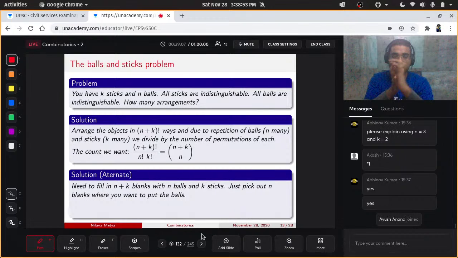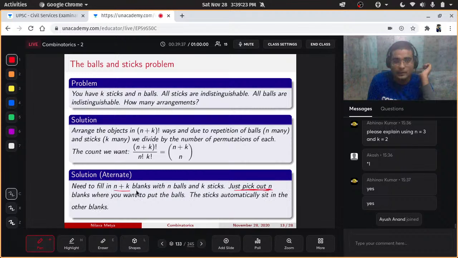So it is just picking out n blanks, from how many? n plus k. So that is simply n plus k choose n.